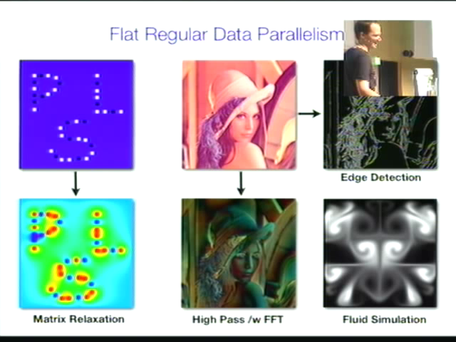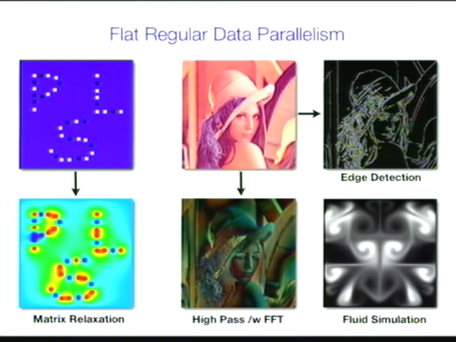Guiding parallel array fusion with index types, aka Repa version 3. So, Repa, if you haven't seen it before, supports flat data parallelism. Here are some example applications. We have matrix relaxation, image processing like edge detection, FFT, also fluid simulation. These are flat regular programs with lots of data.